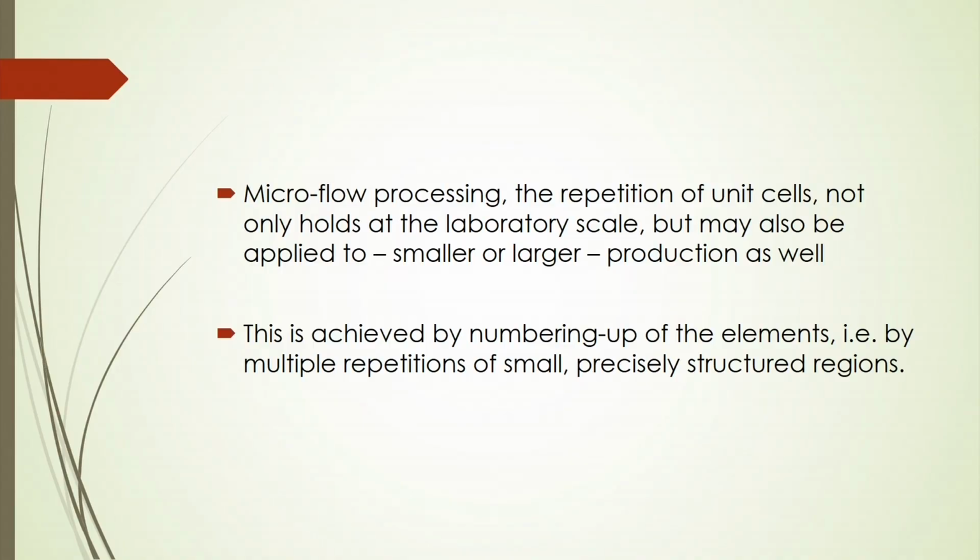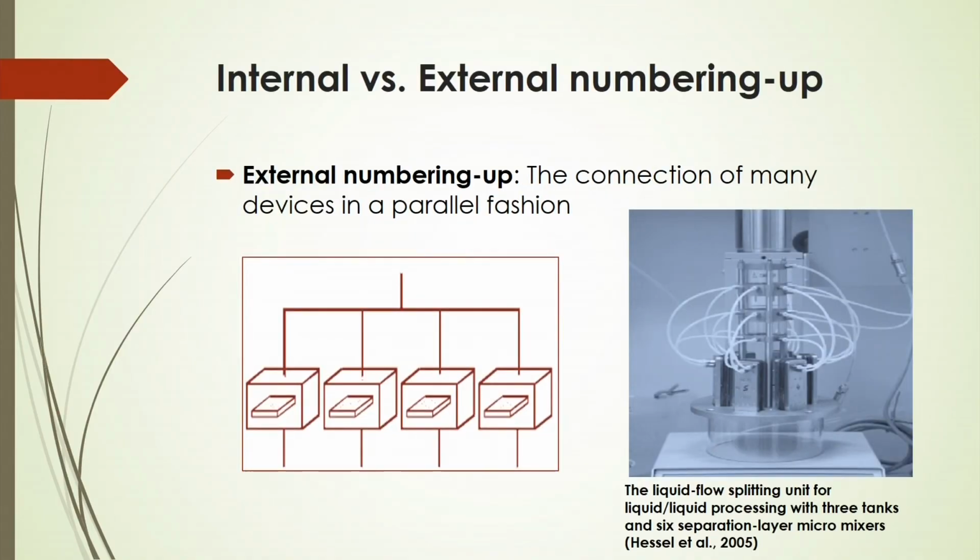And also in microflow processing, the repetition of the unit cell, that is from one channel to typically 100 channels, not only holds at the laboratory scale, but may be applied from smaller to larger production as well. So, this is achieved by numbering up of the elements, that is by multiple repetitions of the small precisely structured regions. That is called numbering up, from one channel up to the desired number of channels as per the process application.